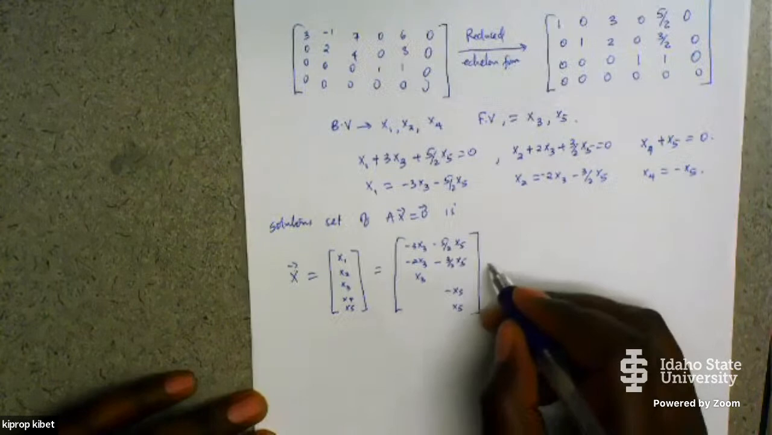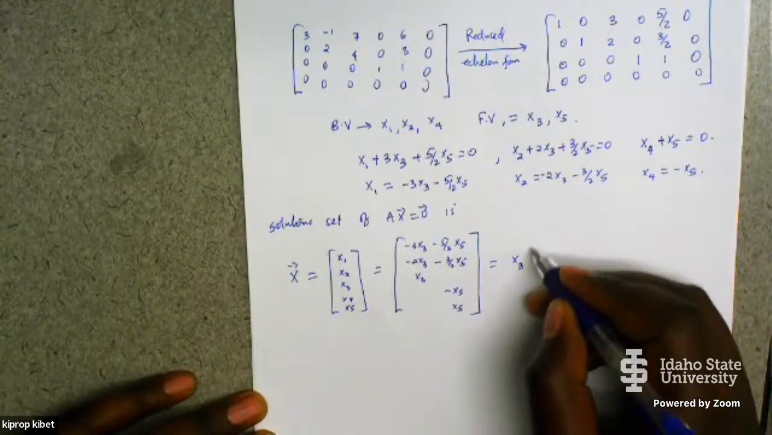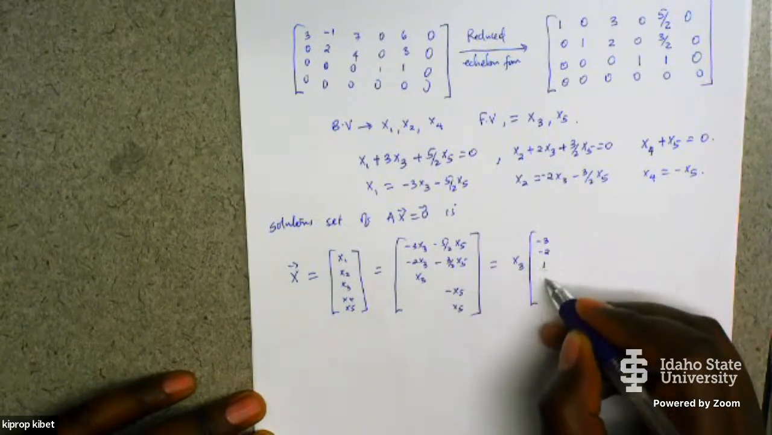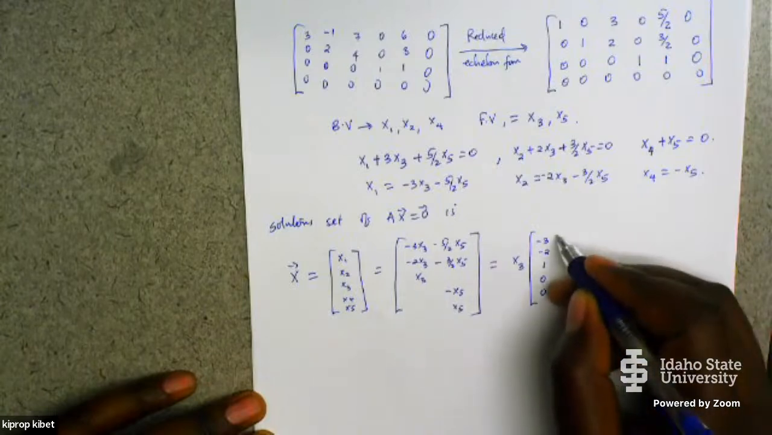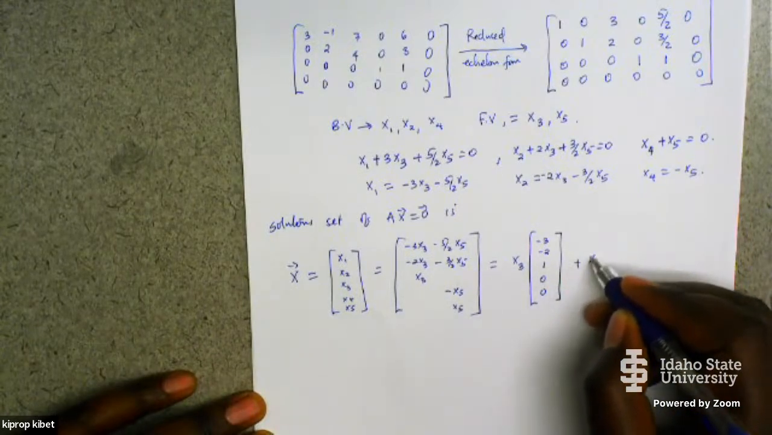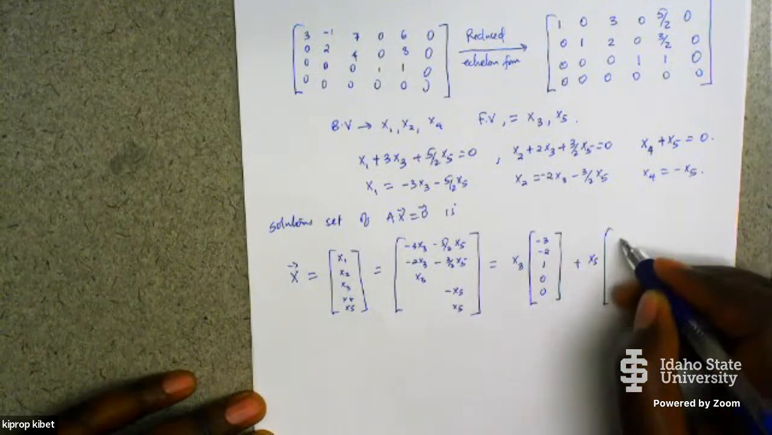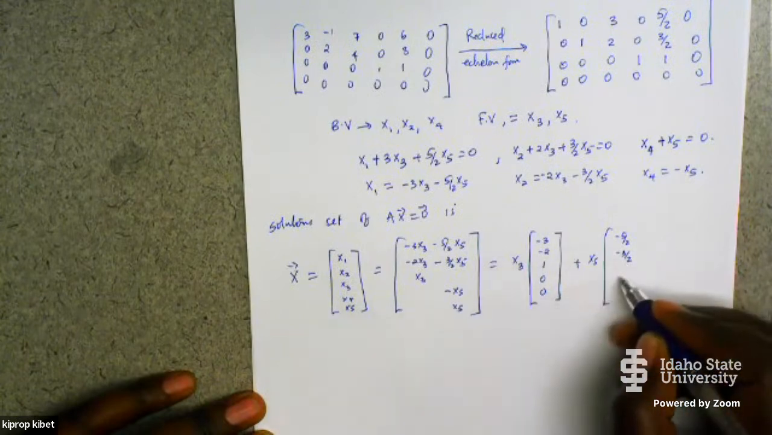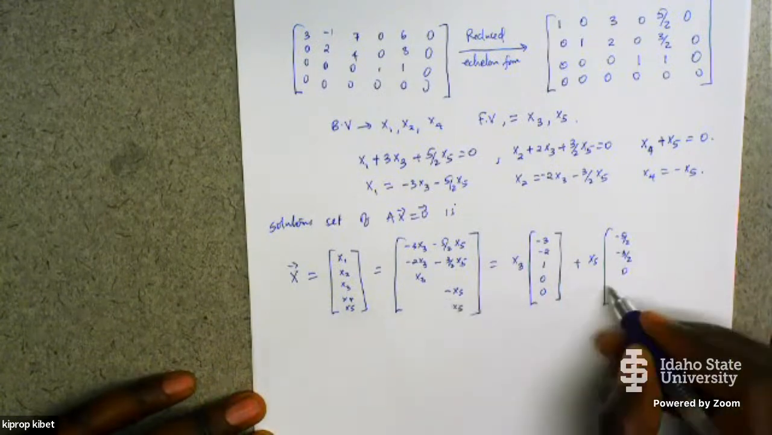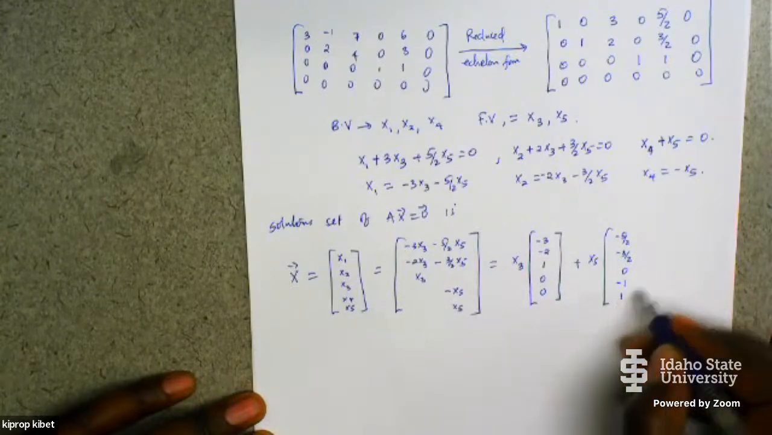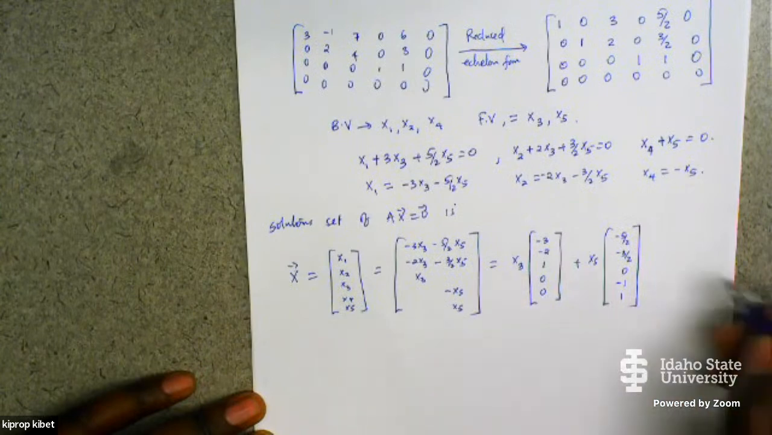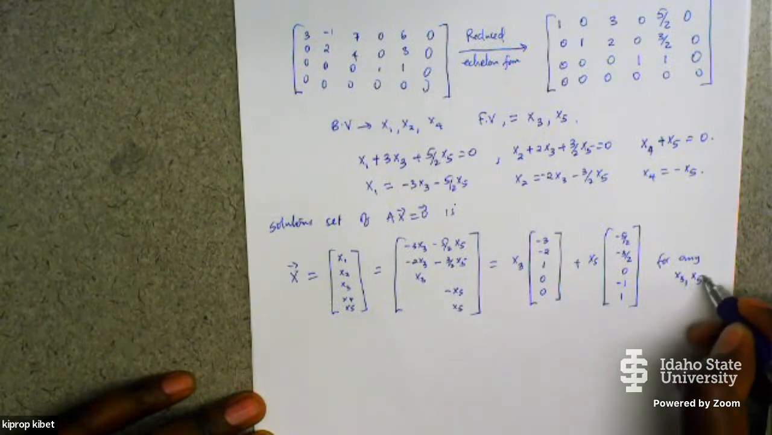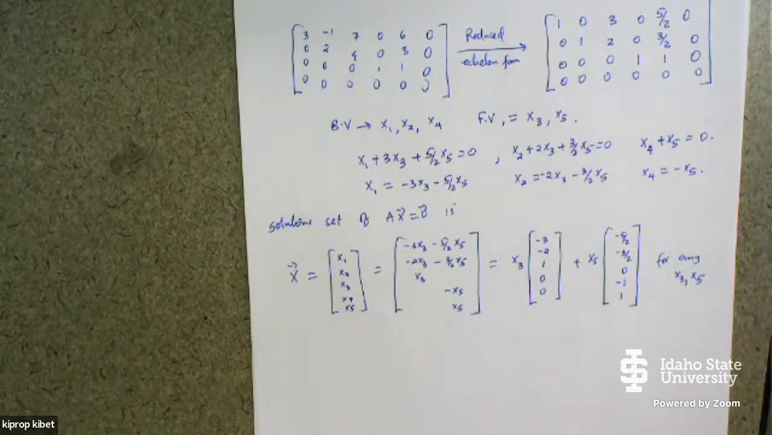So then this equals x3 times the vector (-3, -2, 1, 0, 0), plus x5 times the vector (-5/2, -3/2, 0, -1, 1). x5 there is 0, x5 there is -1, x5 there is 1, for any x3 and x5.